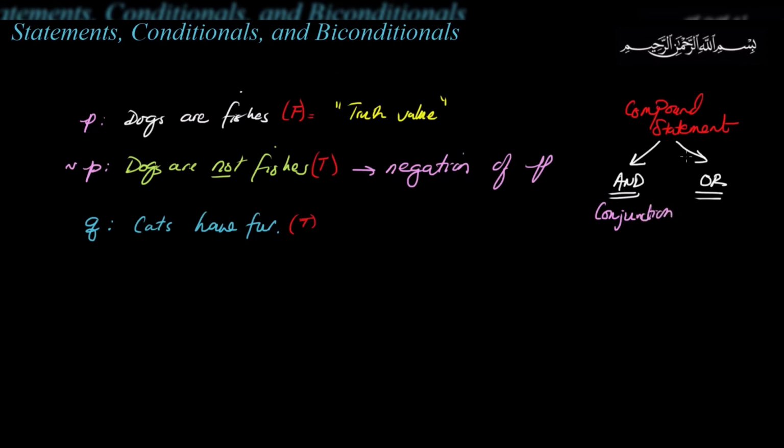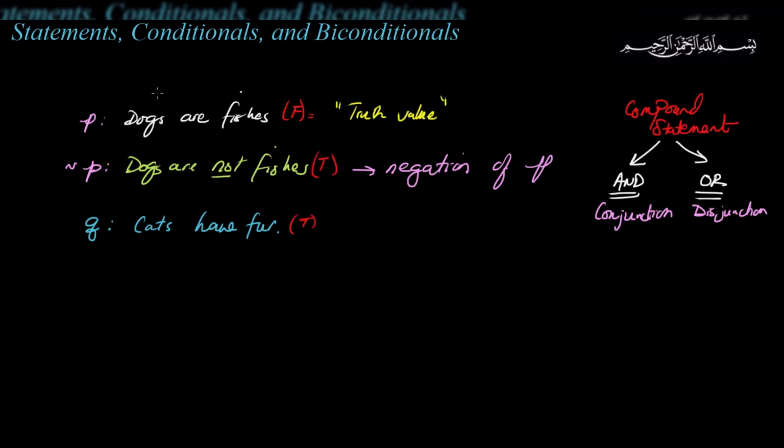C-O-N-J-U-N-C-T-I-O-N. And when you combine two statements using the word or, this is called disjunction. Not the best choice of words, I think, personally, but that's what they're called. Conjunction and disjunction. Okay? So when you combine two statements using the word and, that's conjunction. When you combine two statements using the word or, that's called disjunction.